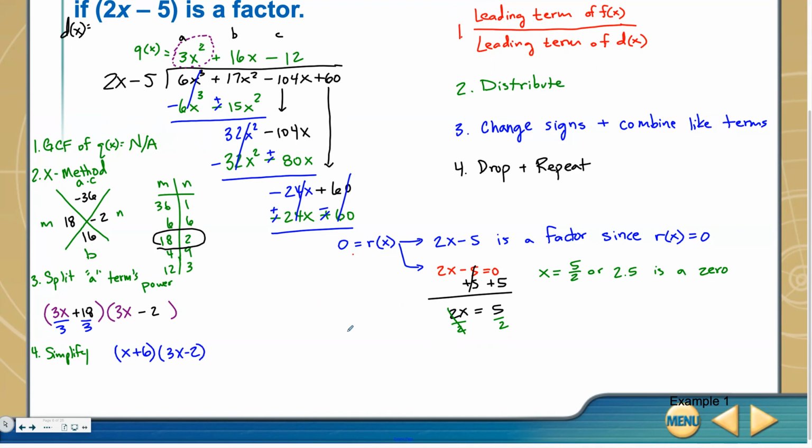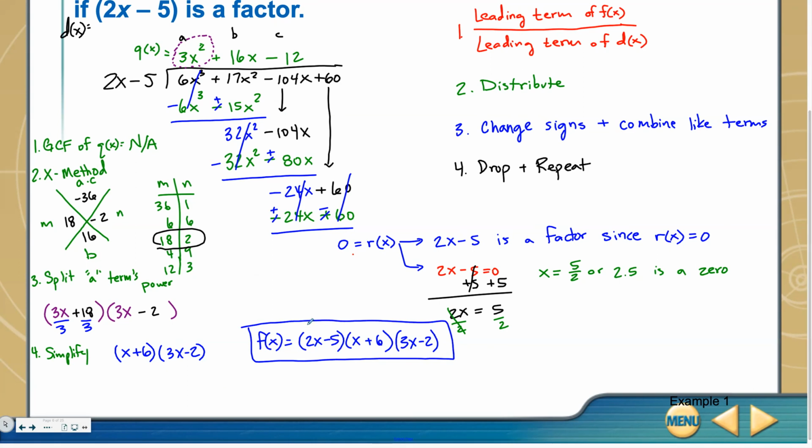So we've now found all the factors. 2x minus 5 was another factor. So here's our factored form. The original equation I called f of x, so I'm going to call it f of x again here. f of x could be written as the factor 2x minus 5 times the factor x plus 6 times the factor 3x minus 2. That's factored form. So we have just completely factored it.